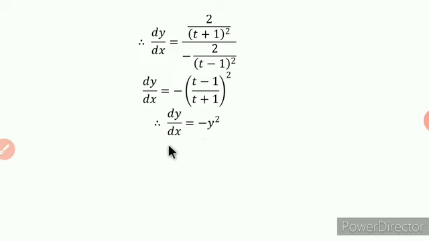Now take this y square to the LHS, it becomes positive, and hence we get y square plus dy by dx is equal to 0. Hence here we prove the result.